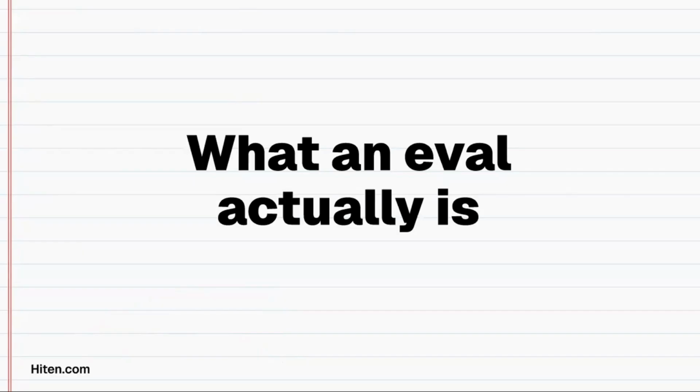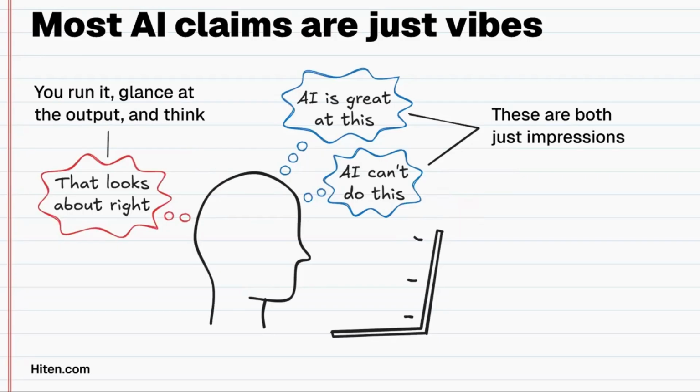All right. So what is an eval? What an eval actually is. As I was saying earlier, most AI claims, that it works or whatever, are just vibes. You run something and you're like, oh, great, this looks about right, or AI can't do this, or AI is great at this. Even in a conversation earlier today, right before this, I was talking to someone that I work with, and I said, hey, I really like this model better than any other model. And there was no eval run or anything like that, but I did say it. Then that person had seen work output from that model versus the model they were using, and they were like, yeah, I get it.